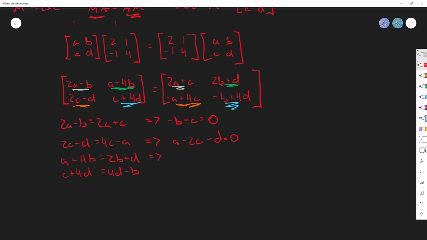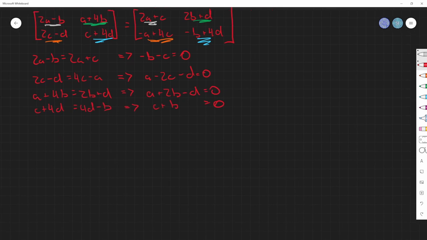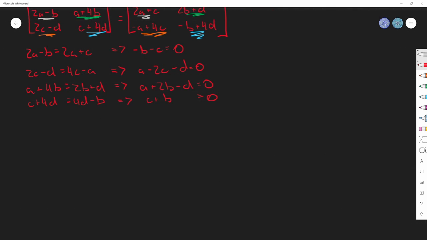And then this third equation would be minus a plus 2b minus d is equal to 0. And then the last one, the d's cancel out, and you're left with c plus b is equal to 0. And so now if we want to solve this, we can just go into matrices, or put this all in an augmented matrix and solve for our a, b, c, and d.